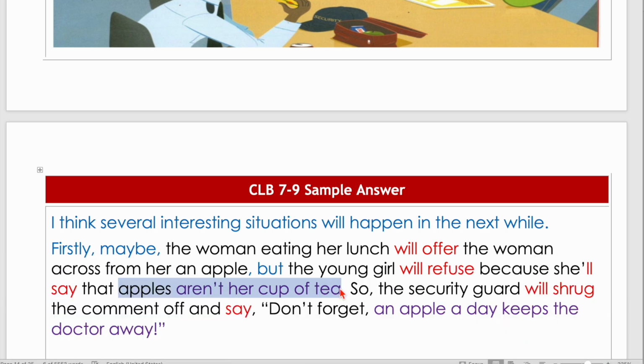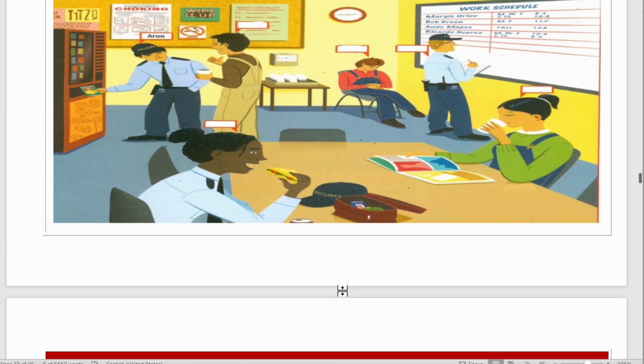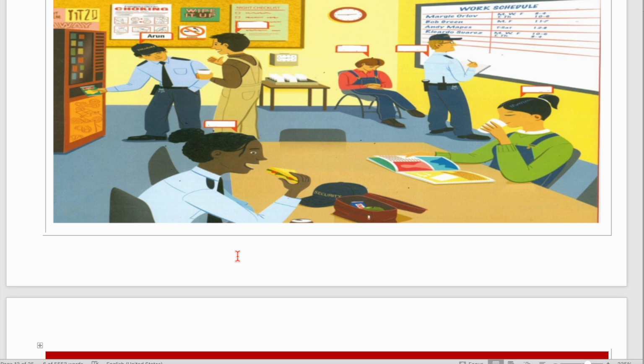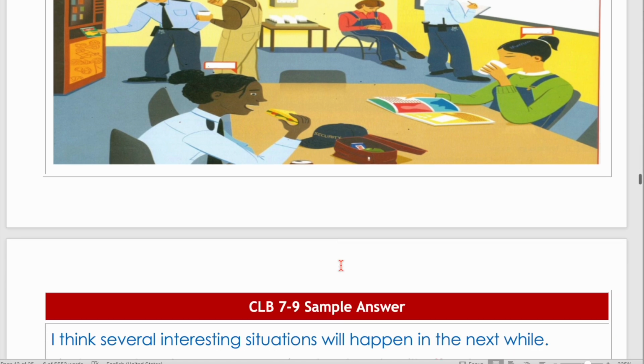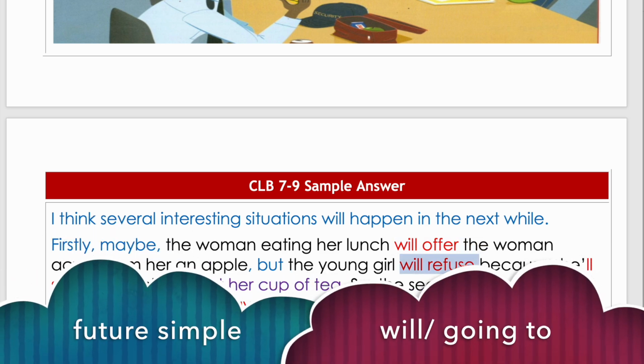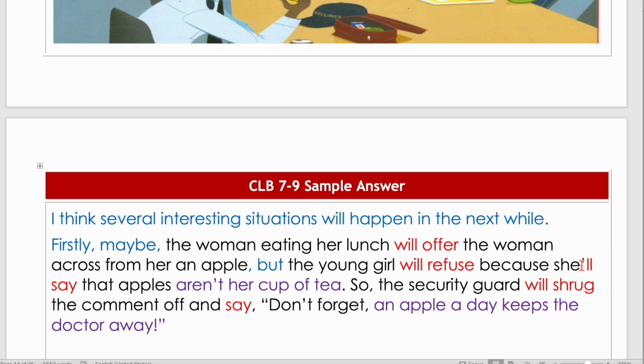So first, again, we're looking at the picture and we can say here the woman eating her lunch or the woman who is eating her lunch, but it's always easier or more common to say just the woman eating her lunch, the girl drinking her coffee, the man writing down his schedule, the man talking. It's just easier, kind of like a contraction to say that instead of who is or who are, okay? But you can say that. So that's the first thing. And also let's focus, we're using will. We used will here, we should use contractions here, okay? Very good.